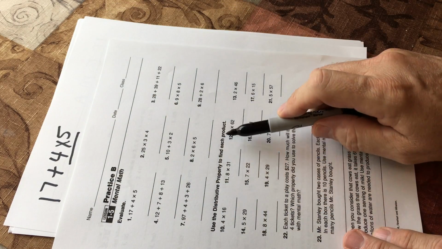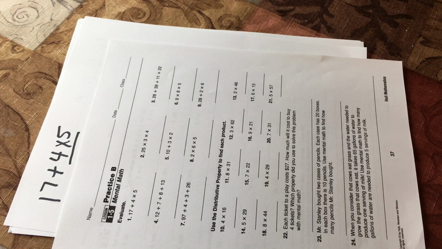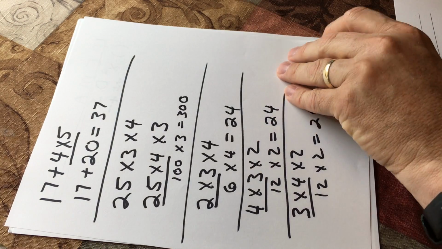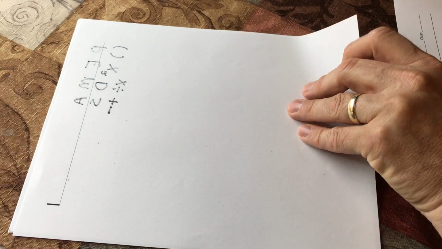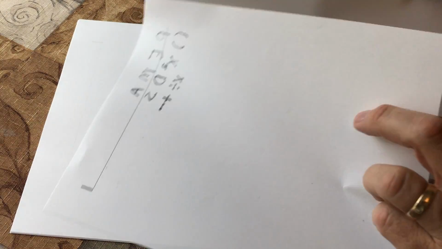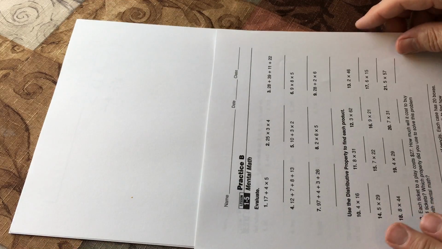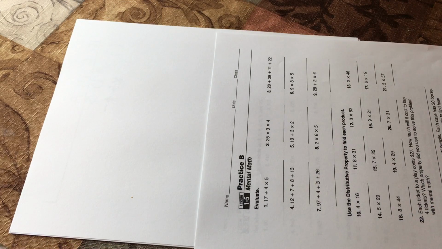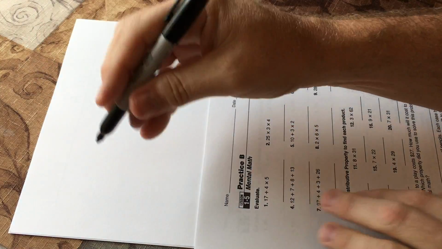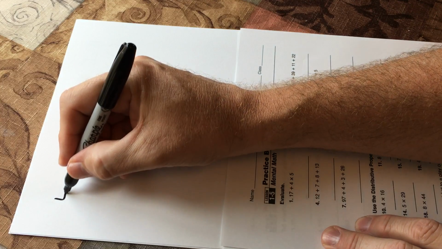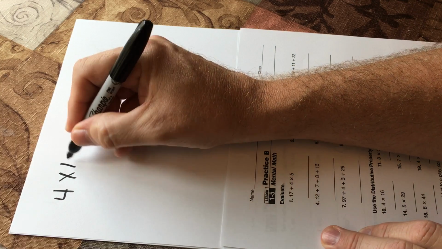use the distributive property to find each product. Product is the word that we use in math for multiplication. So let me get us a clean piece of paper. Okay, so the distributive property works like this. Let's look at problem number 10. Problem number 10 starts off with 4 times 16.